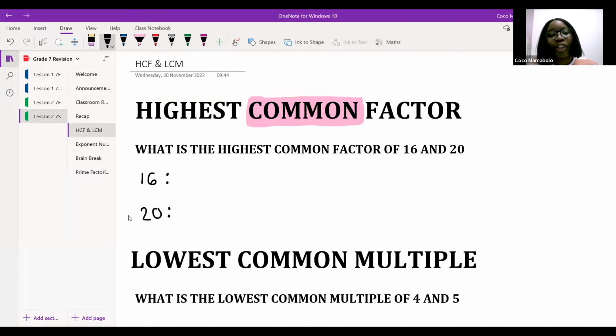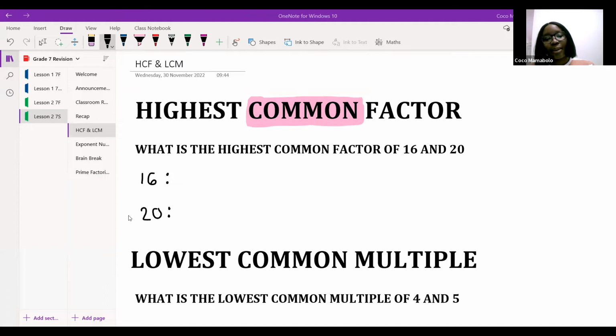You can just pop all the factors of 16 in the chat when you guys are ready. Hello, Leshego. No, we just put in the chat.